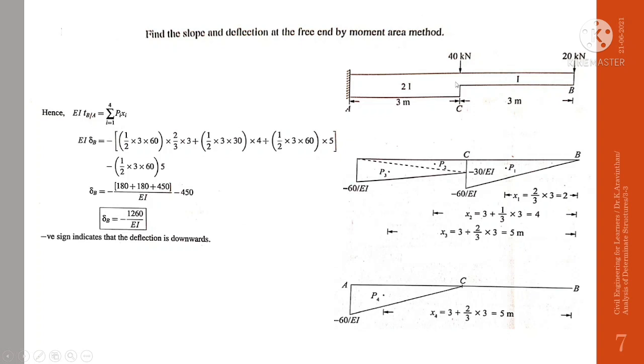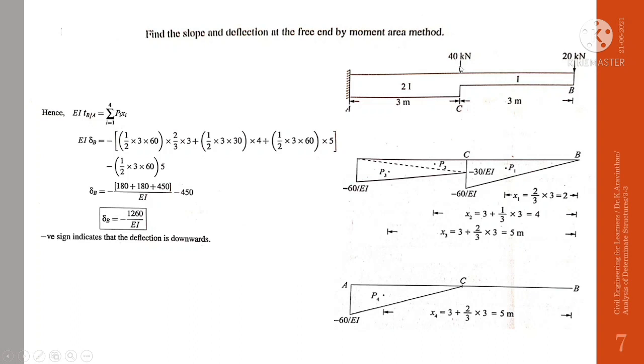And at the transition point, if you are taking 20 into 3, it will be 60, and if you divide it by 2EI, 60 by 2 is 30. So you will have 30 by EI as the bending moment. So you have to note that at this transition point, you have to find the bending moment by both the sections. So you will get that value.